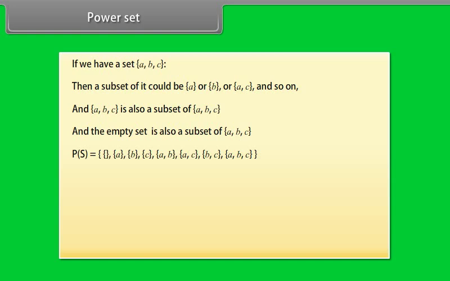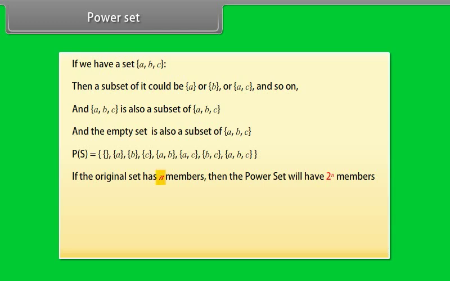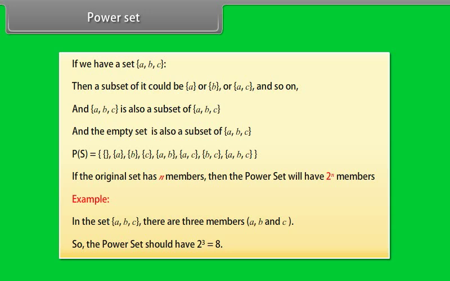PS is equal to A, B, C, A, B, A, C, B, C, A, B, C. If the original set has n members, then the power set will have 2 raised to power n members. Example: in the set A, B, C, there are 3 members A, B, and C. So, the power set should have 2 raised to power 3 is equal to 8, which it does.